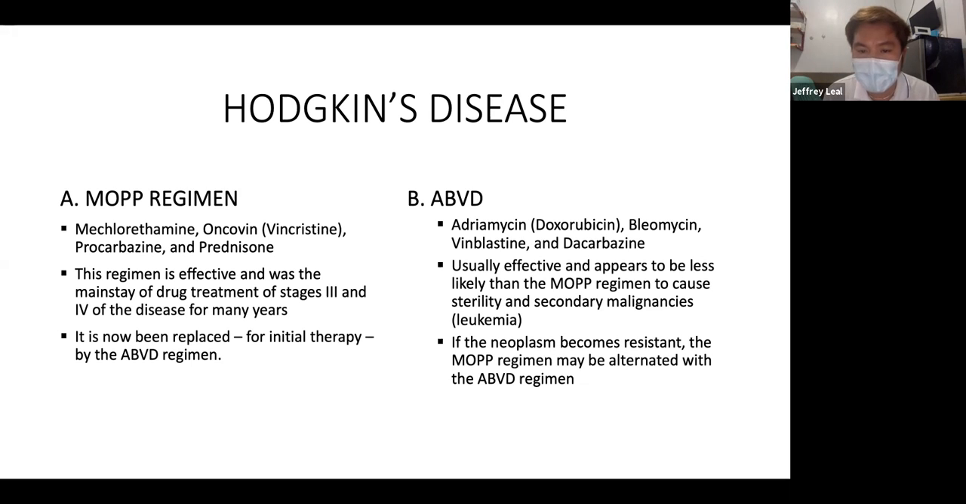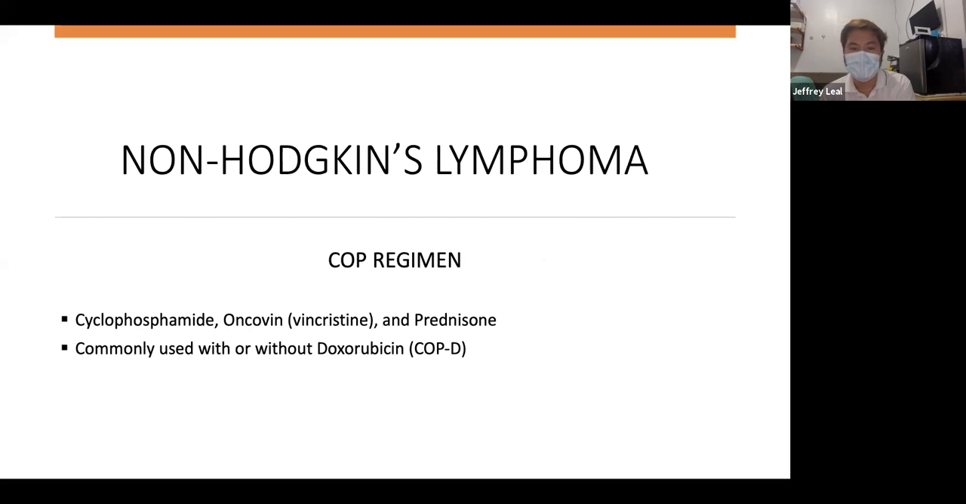And this is composed of adriamycin, bleomycin, vinblastine, and dacarbazine. They are usually effective and appear to be less likely than the MOPP regimen to cause sterility to patients and secondary malignancies like leukemias. And if the neoplasm becomes resistant to the ABVD regimen, then you can always go back to your MOPP regimen. Okay.